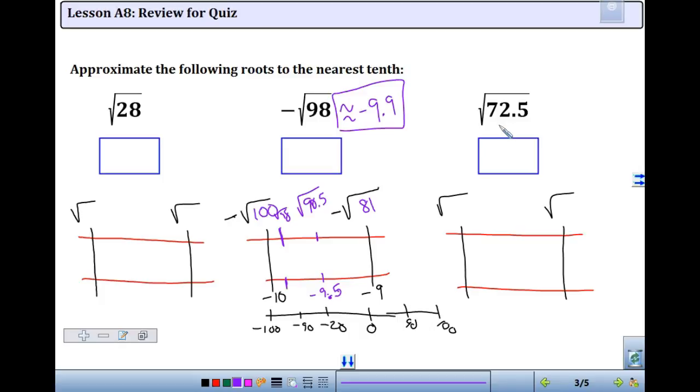Next, I found the halfway point. And after I found the halfway point, I knew 98 was way closer to 100 than it was to 81. So I approximated it to be negative 9.9. You're going to do the same thing with the 28 and the 72.5. So first I want you to do one of them on your own and be ready to explain. And then we're going to do the other one, okay?